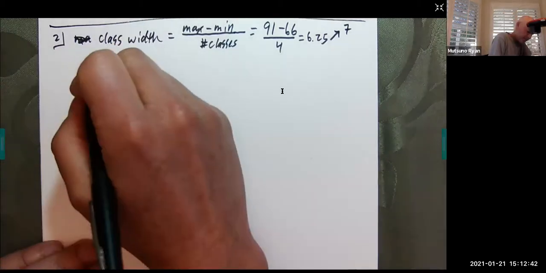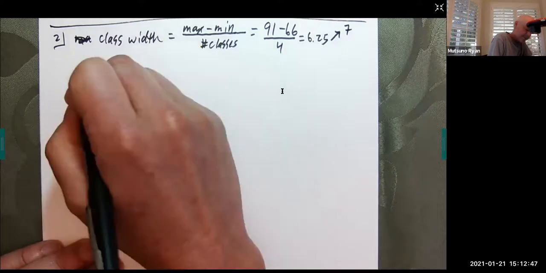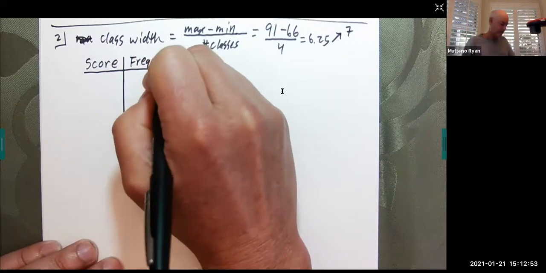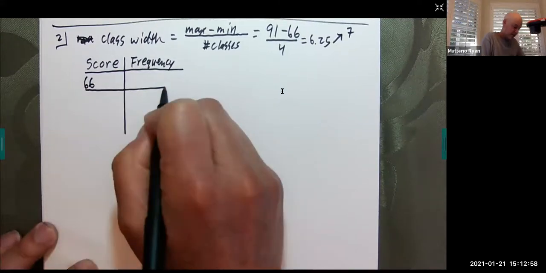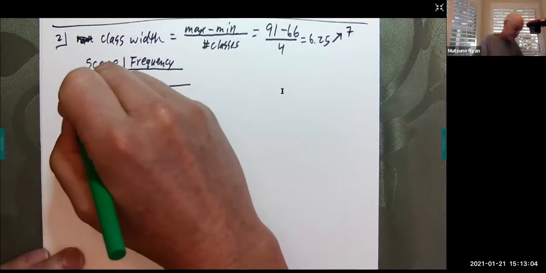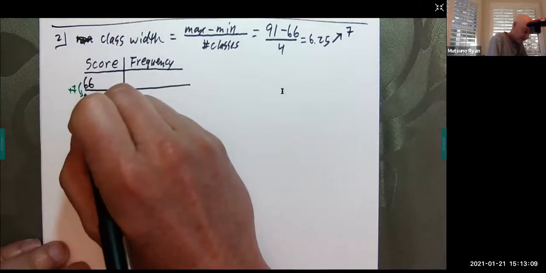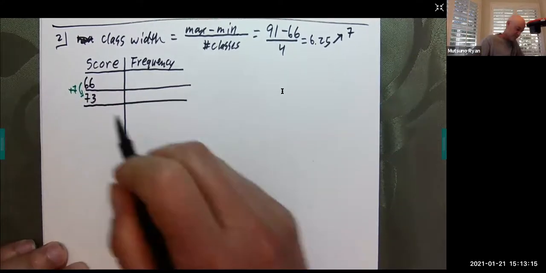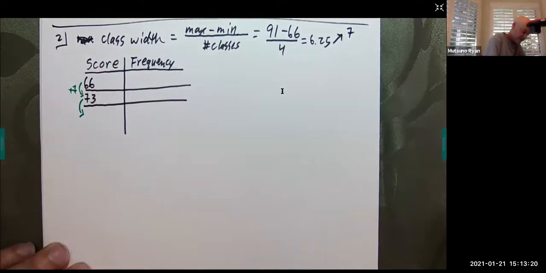And so we're going to have the score and the frequency. And I'm going to start with 66. And to get the next lower limit, I'm going to add 7. 66 plus 7 is 73. And adding 7 again is going to give me 80.